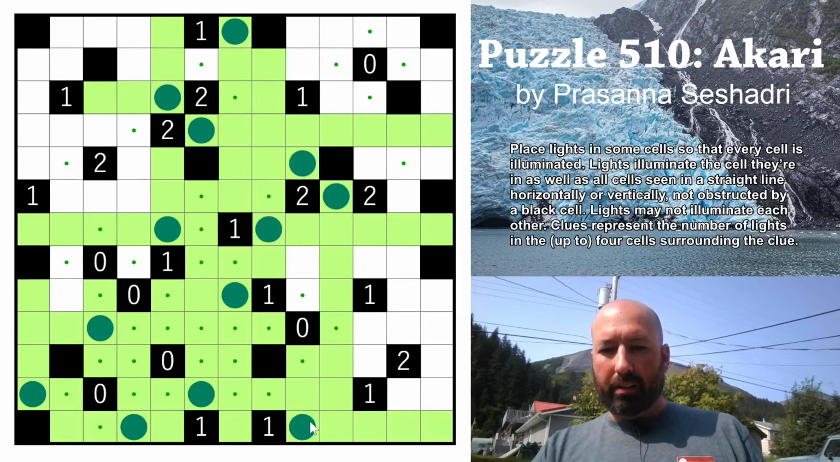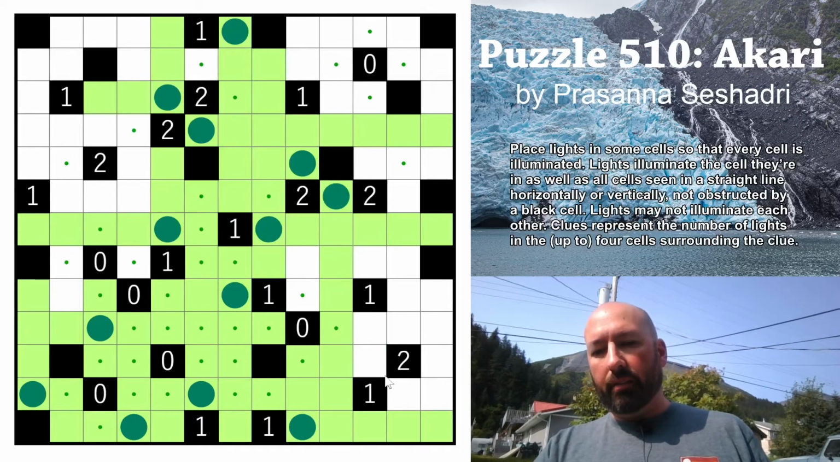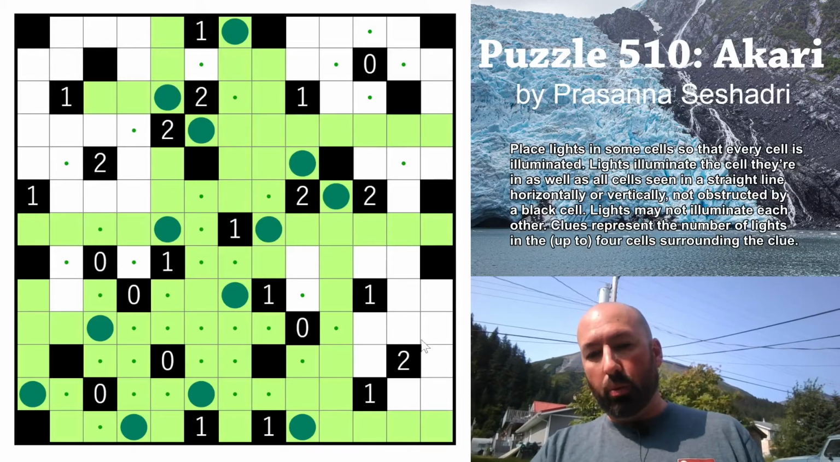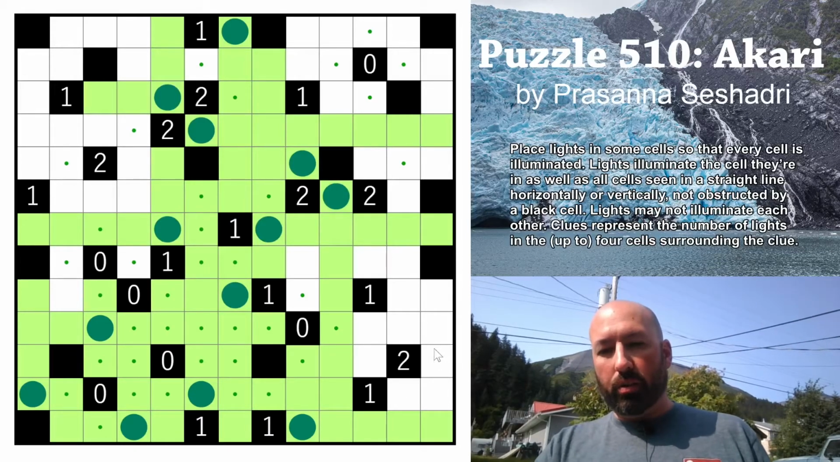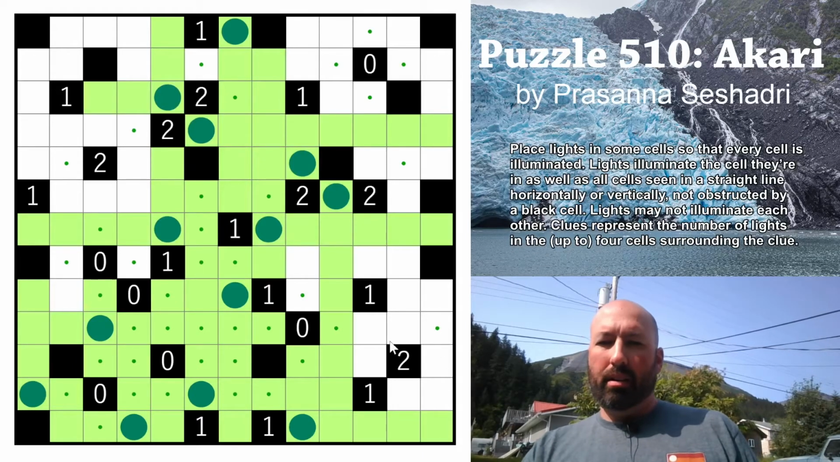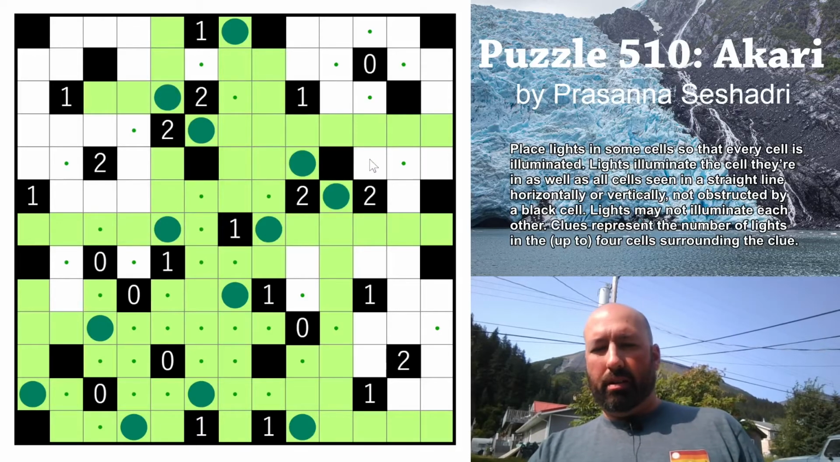This one down here has to have a light there. Now this one, it could go in either spot here, there or there. But either way, that's one of them on the 2, and the other one can't be because of the 1. So that also tells us there has to be one of these two, the top and the right. So we can put a dot there. Let's see, up here.